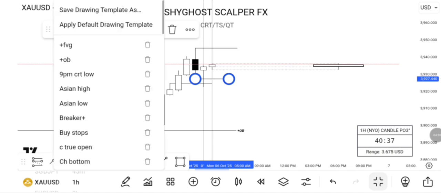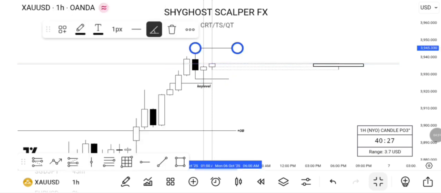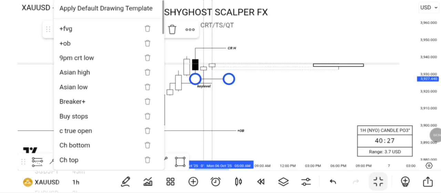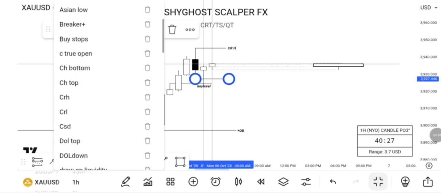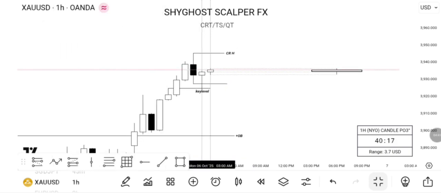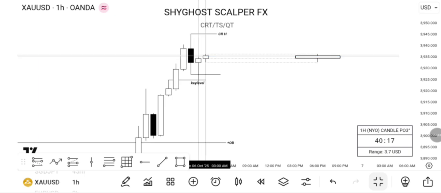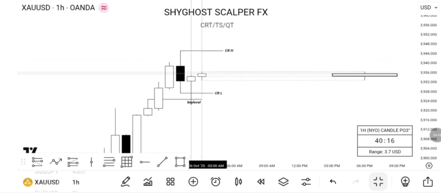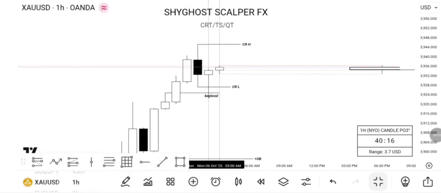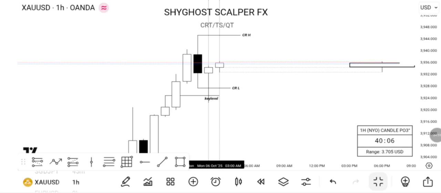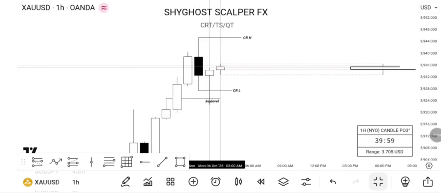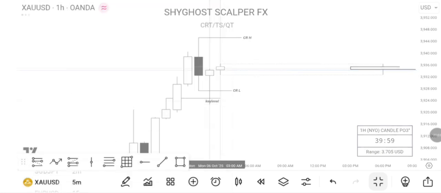This is our CRT low, CRT high. The first target is 50% of this range, right? So now, as we got this, we're gonna drop down to the M5 time frame, which is gonna be our entry time frame. So let's go down to M5.